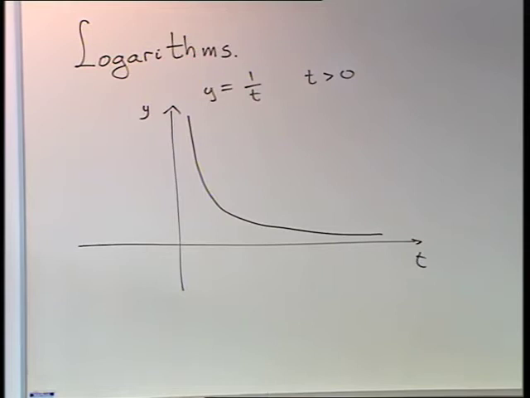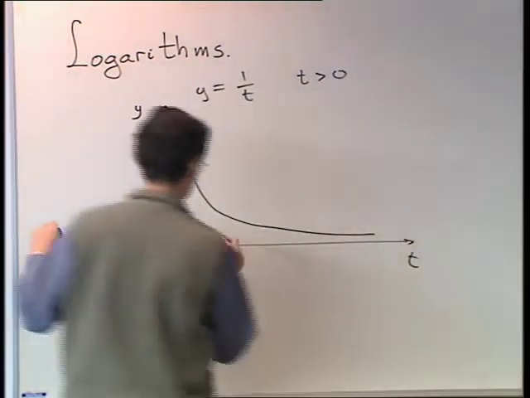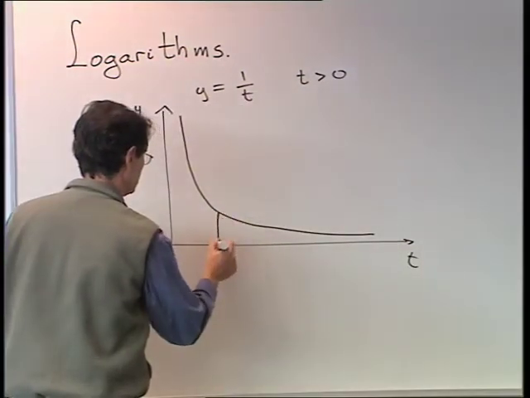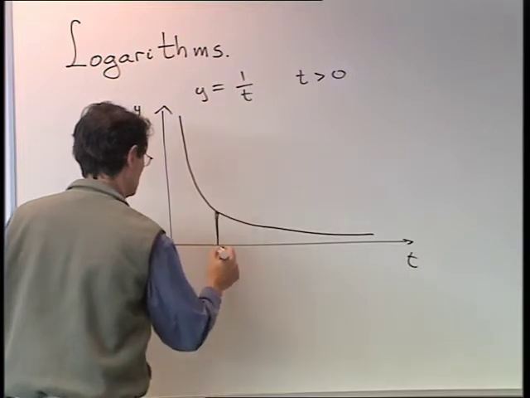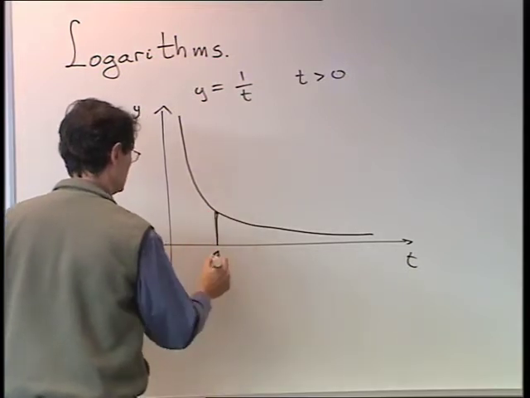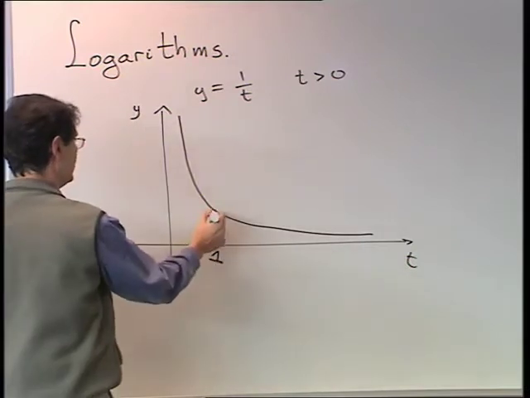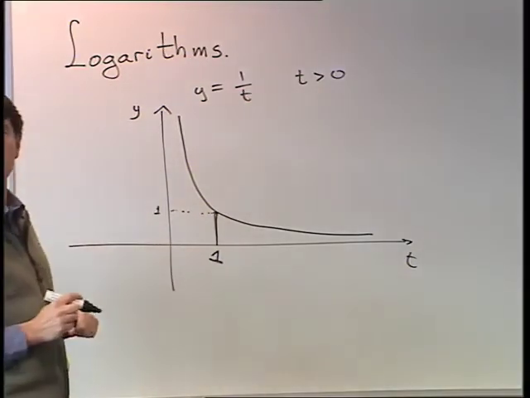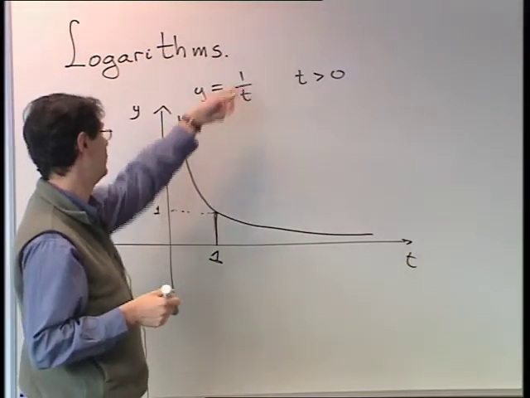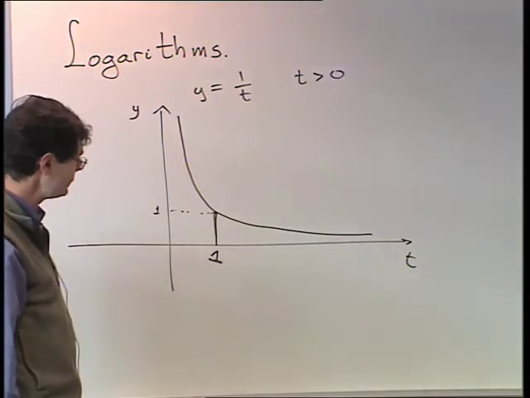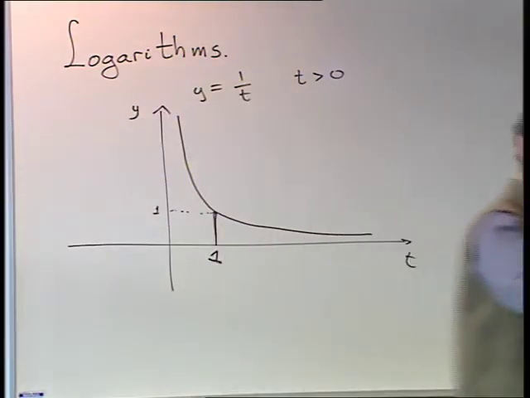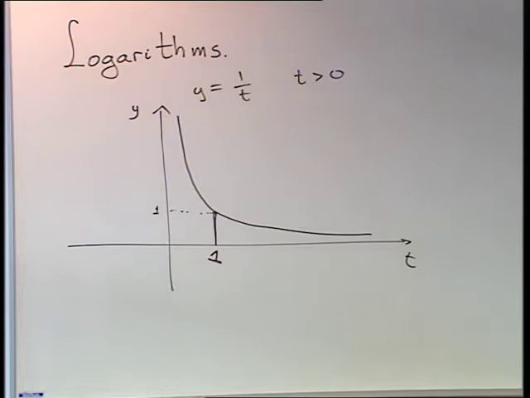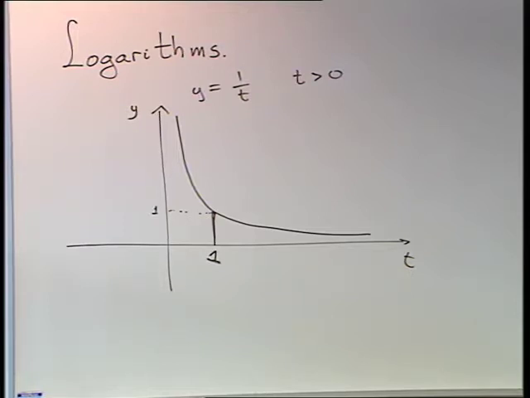And I'm going to fix t equal 1 here. One. So this height here is also 1, by the way. Because if you plug in t equal 1, y is 1. Now, give me a value for x. Any value? Positive. Give me a positive value for x. 3.